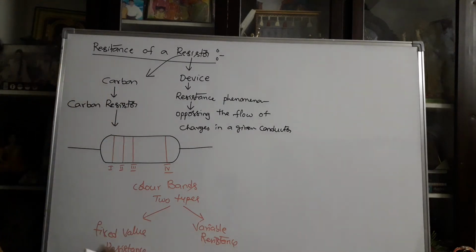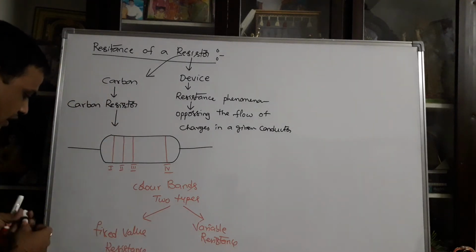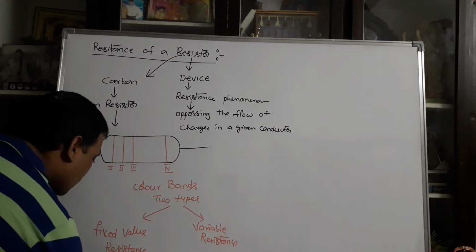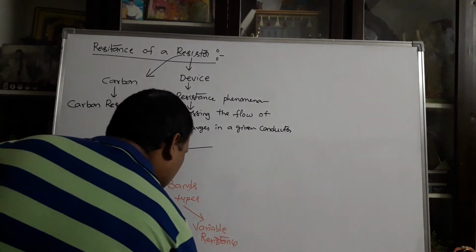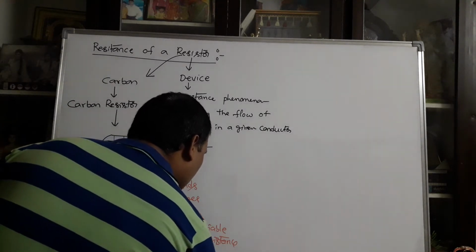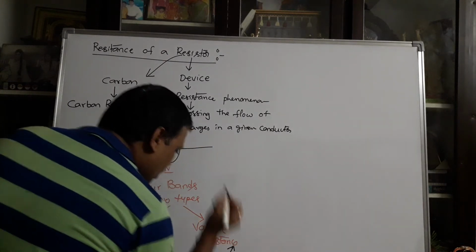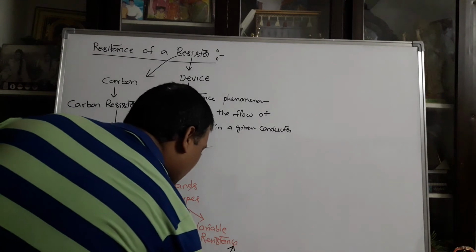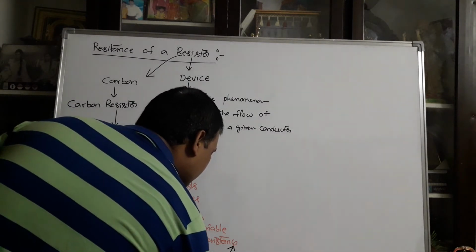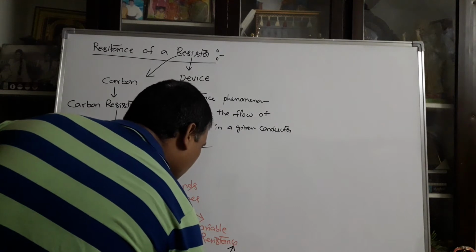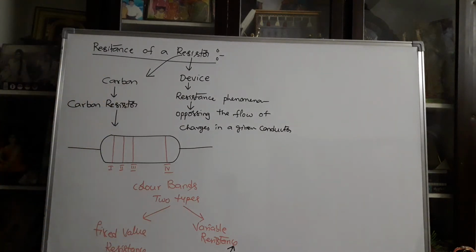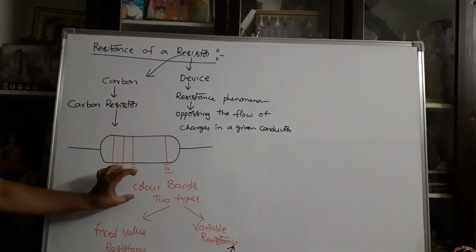In a circuit, the fixed value resistance is represented in this way. The variable resistance is shown in the circuit like this, with an arrow passing through it. Wherever the arrow exists, that is called a variable resistance. In a variable resistance they give the range value, meaning you must mention the low value to the high value. These values are calculated by using the color bands.